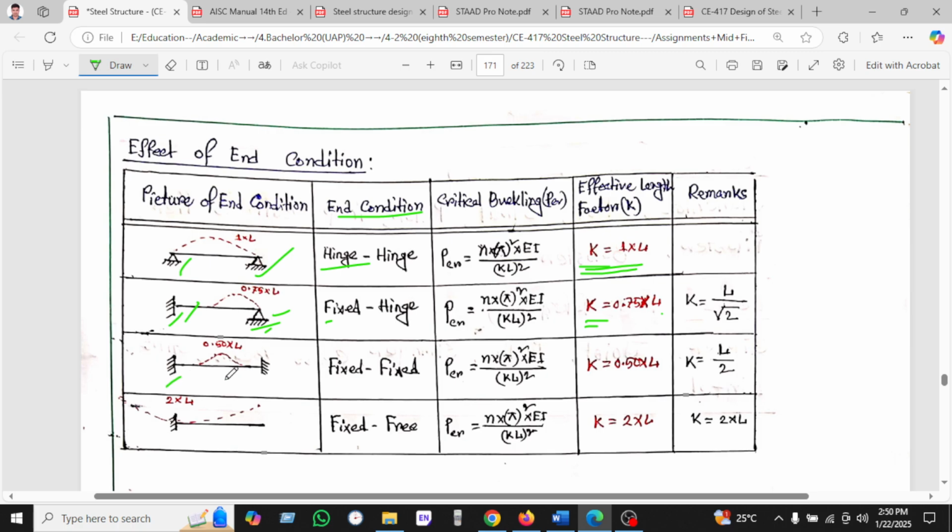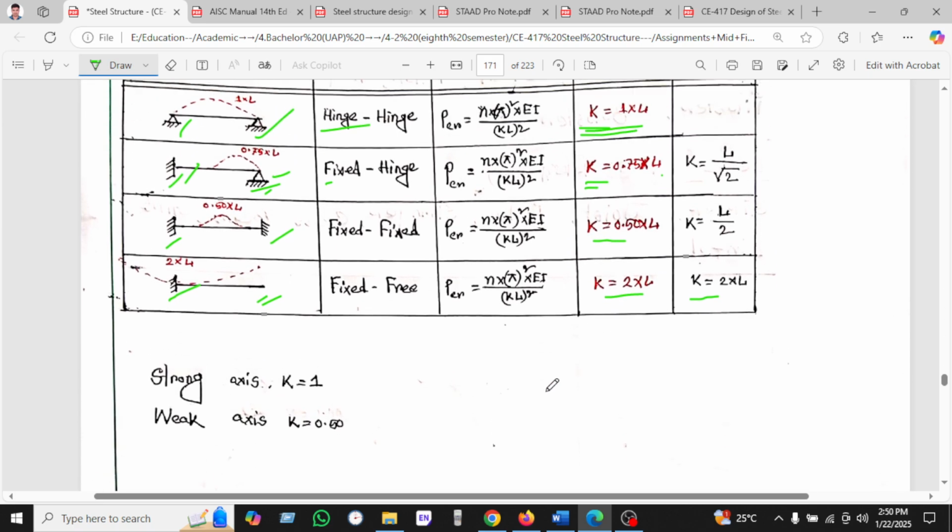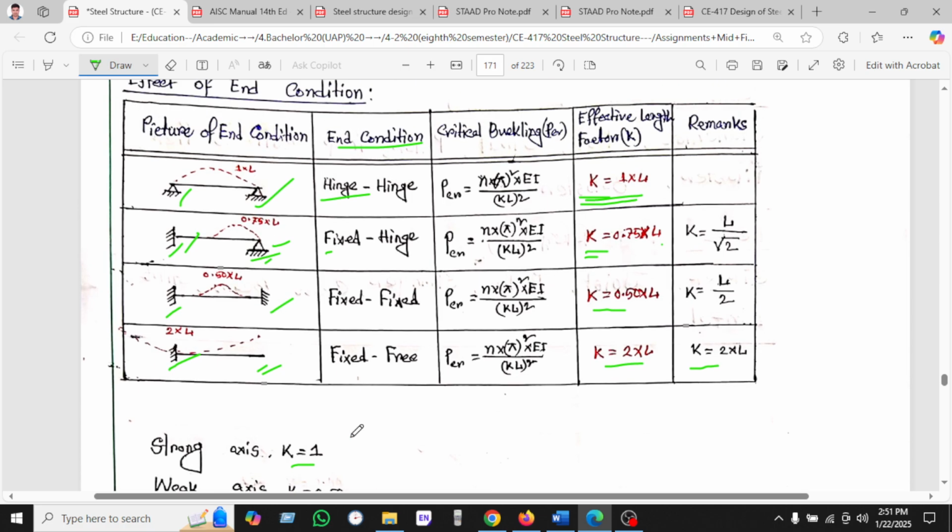Another condition we see is where the two ends are fixed, so the value of K will be 0.50, or we can say KL equals L by 2. On the other hand, where one end is fixed and the other is free, the K value will be 2, which is KL equal to 2L. So we must memorize this. Another thing to memorize: for the strong axis K equals 1 and for the weak axis K equals 0.50. We must memorize this.